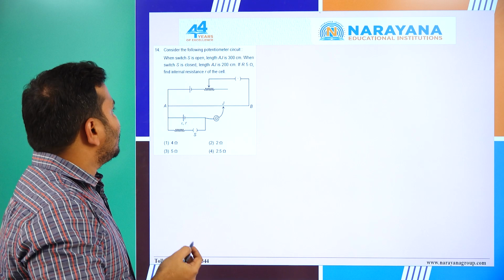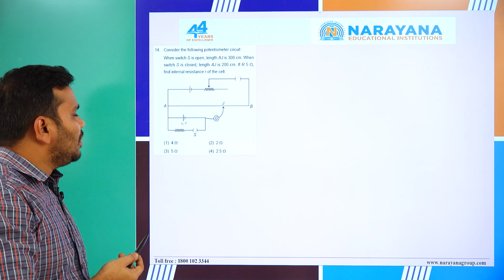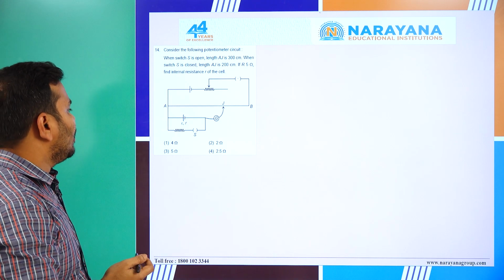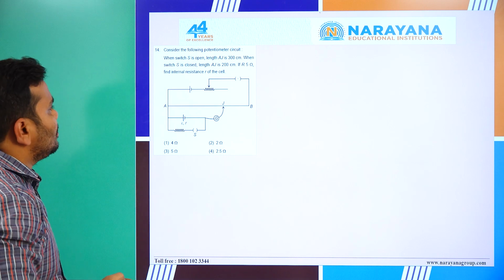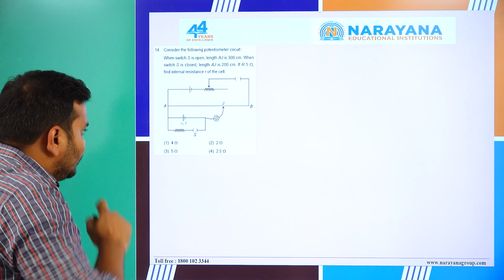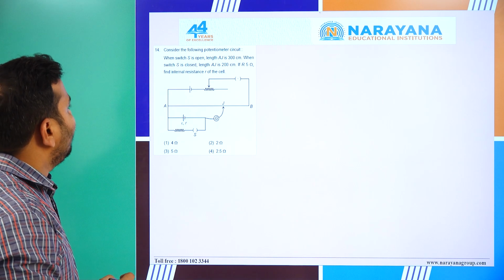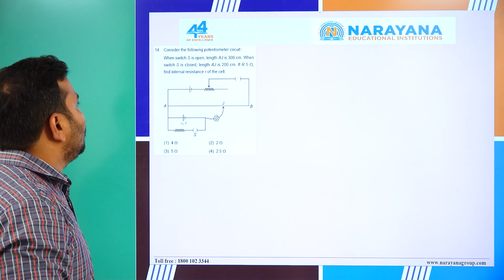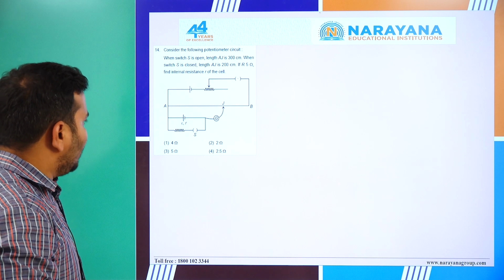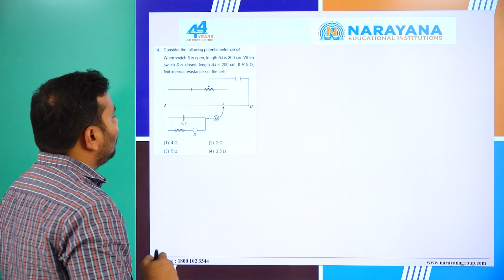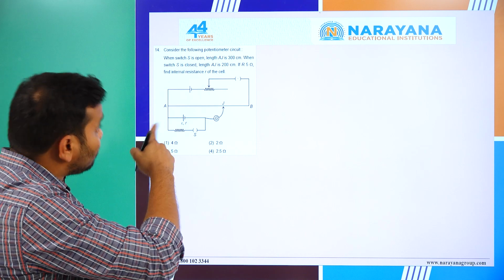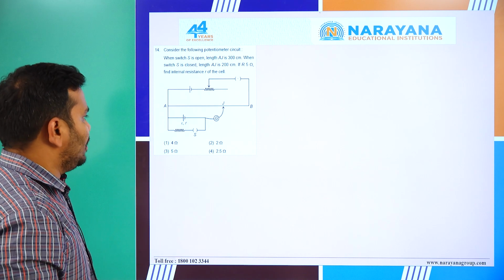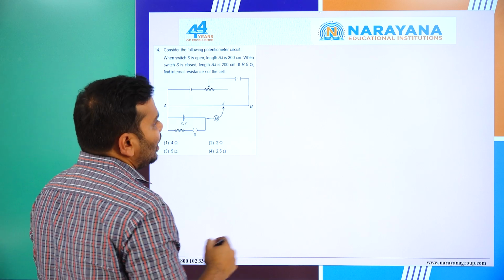Again, this question is based on the potentiometer to find the internal resistance of an unknown battery. Here they have given: consider the following potentiometer circuit. When the switch S is open, the corresponding balancing length they have given as 300 centimeters.